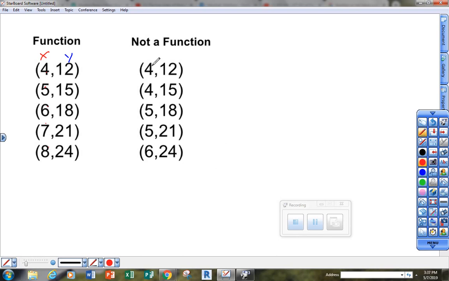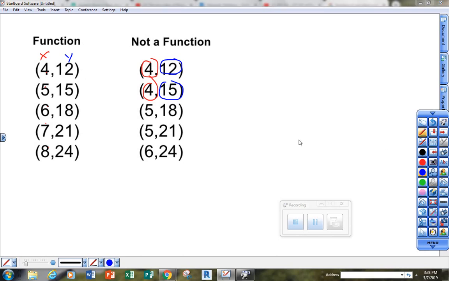If you do have some of those input numbers repeat, and they give you a different number for Y or for f of x, that means it's not a function. So that's how it looks in points. No X numbers repeat, function. I don't care what these numbers are. If these repeat and give you different Y numbers, not a function.